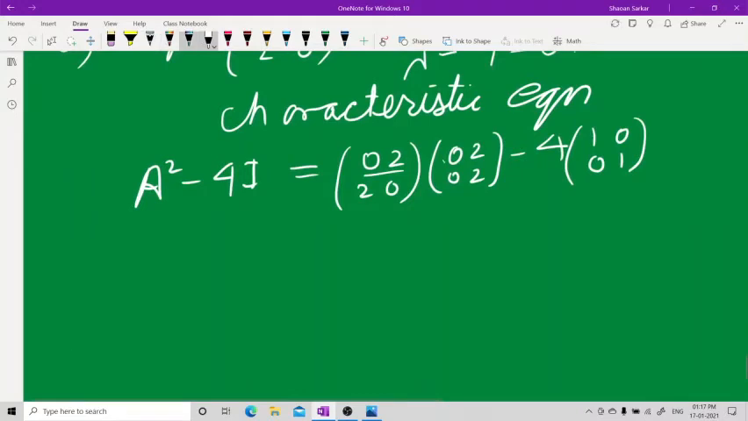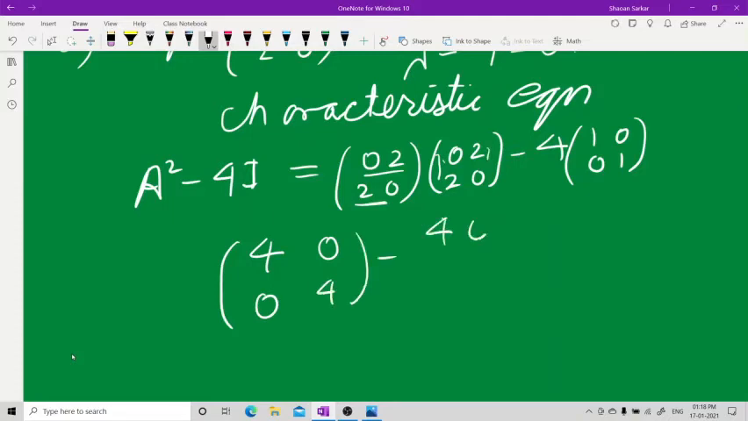Sorry, I made a mistake while writing this. Just a minute. This is 2, 0, 0, 2. So I'll get a 4 here. Now this with this, I'll get a 0. I'll do this with this, I'll get a 0. And with this, I'll get a 4. And this is multiplied: 4 0 0 4.